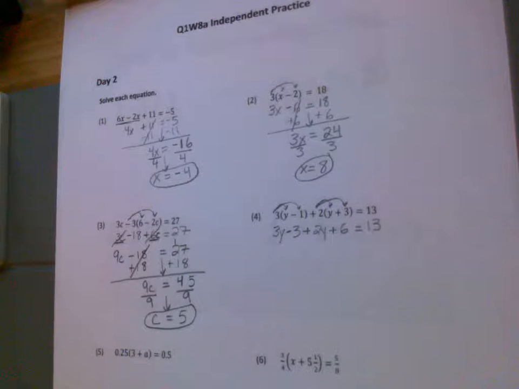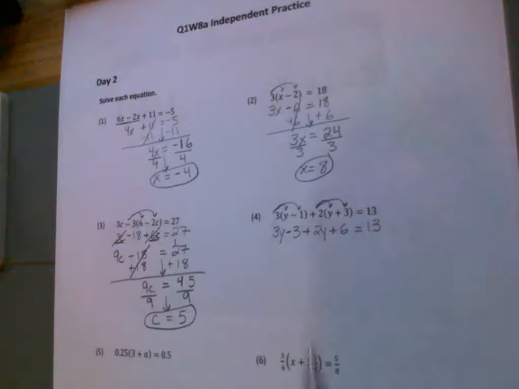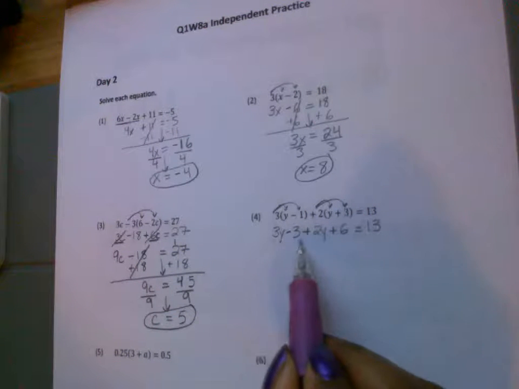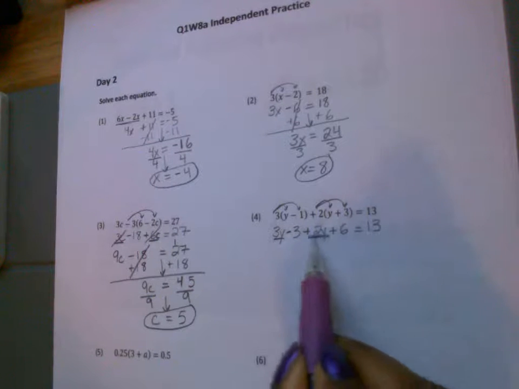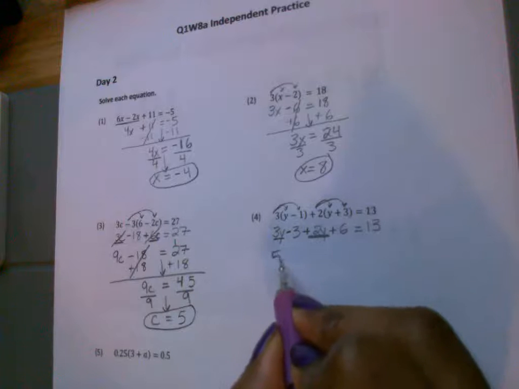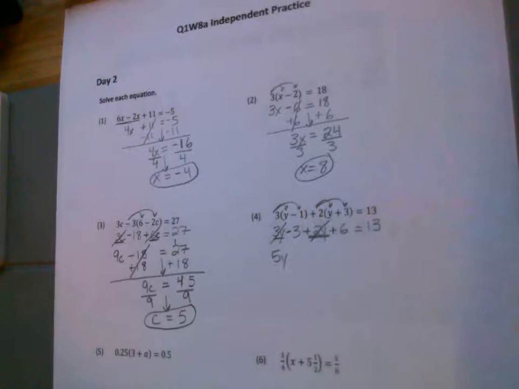All right. So now our next step is going to be to combine like terms. I'm referring back to our steps. It says combine like terms. So we're combining like terms on each side. What terms are we combining on this side here? Very good. What's 3y plus 2y? Very good. And so we combine these. What else can we combine?